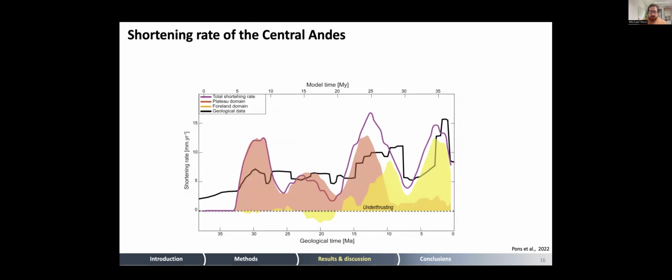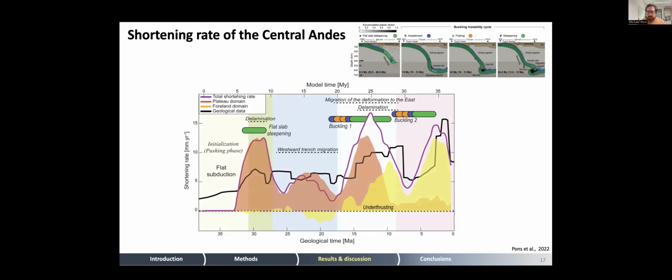Splitted into the shortening rate of the plateau domain and the one of the foreland domain, to see that the pulse at 15 million years corresponds to first shortening from the Eastern Cordillera, the eastern part of the plateau domain, but also the initiation of the underthrusting of the Brazilian tectonic shield. And we can associate to this shortening rate a different stage of subduction dynamics.